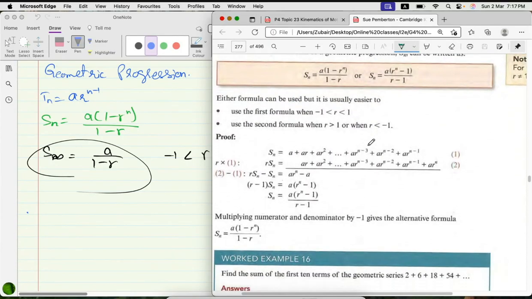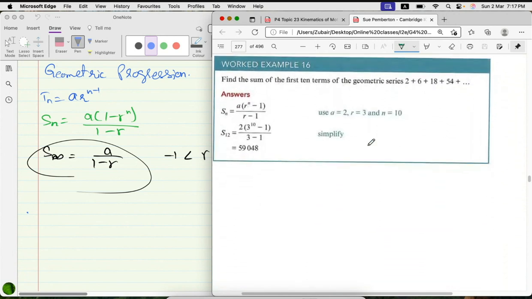Okay, we just discussed this formula and we'll apply it. Try this worked example and give me just 30 seconds.